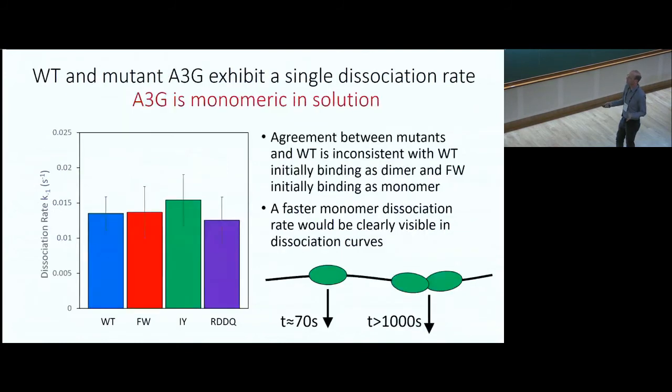Okay, so we can analyze each of these separately. Here's the one that we thought was the most interesting. Why do they all have the same off rate? I told you at the beginning that it was a controversy in the field. Is this a monomer or a dimer when it binds to DNA?